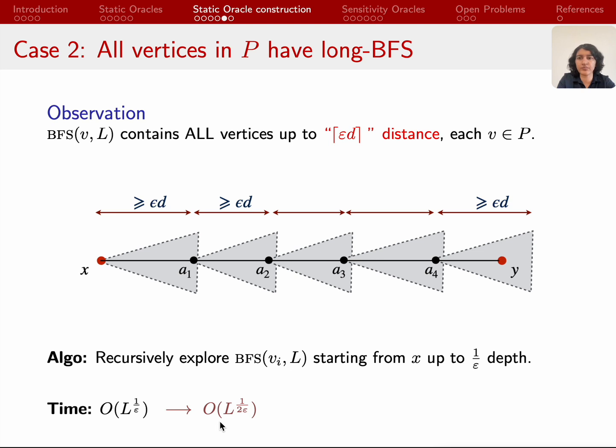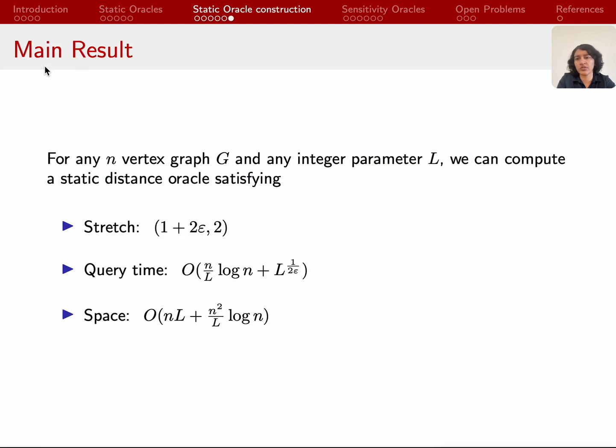Now our algorithm just takes the best of case 1 and case 2. So for any n vertex graph with parameter L, we are able to obtain an oracle whose stretch is (1 + 2 epsilon, 2). Query time is n/L · log n plus an additive term of L^(1/2 epsilon), and space is nL + (n^2/L) · log n.